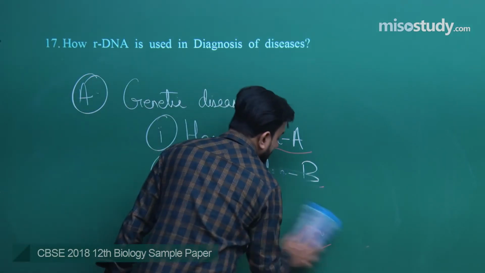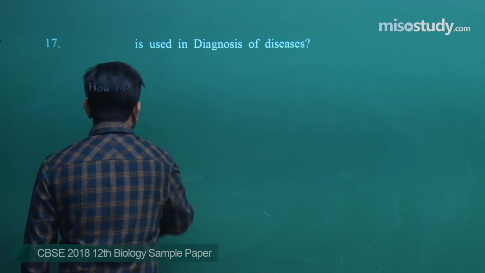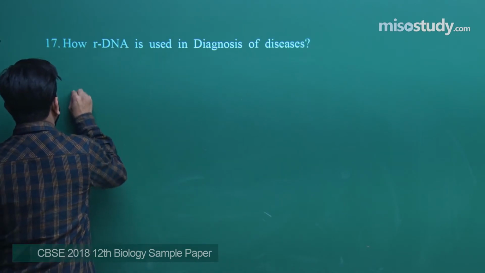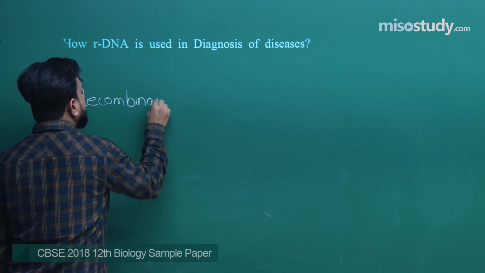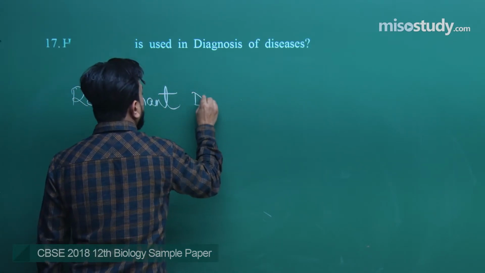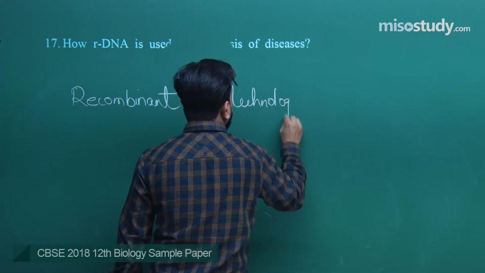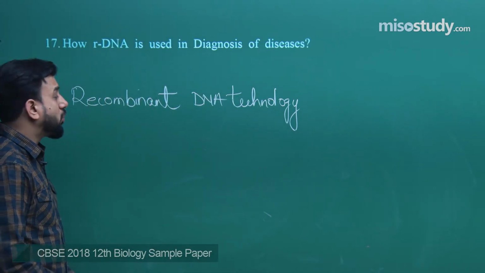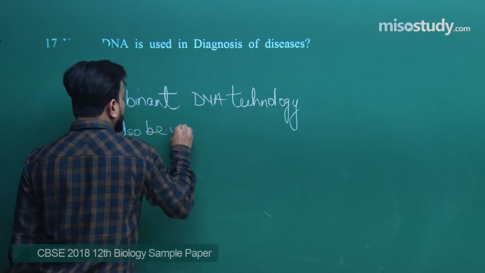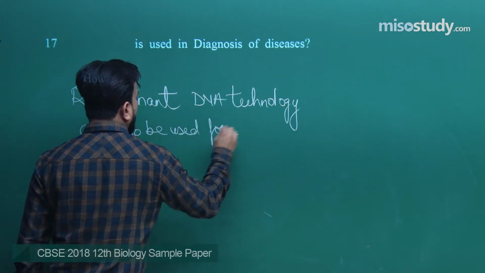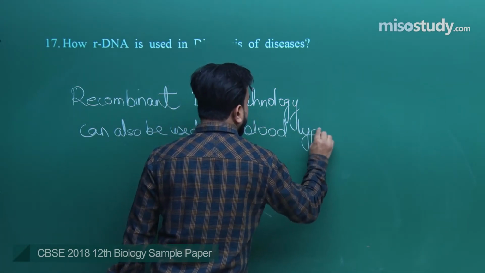Apart from that, the recombinant DNA technology can also be used for blood typing.